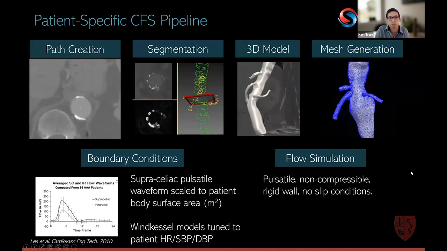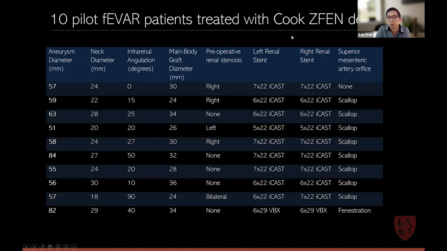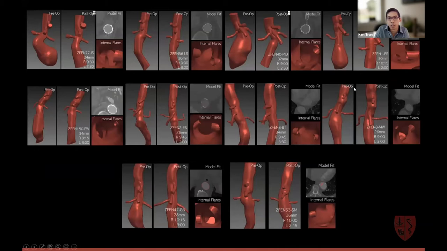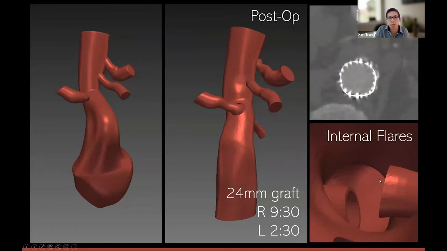For this particular study, we evaluated 10 patients treated with the Cook Z-Fen device, and we took care to select patients with a variety of graft diameters, as well as a variety of infrarenal neck angulation. And this is just an overview of all the patients that we modeled in our study. And then we'll just pick one representative patient.